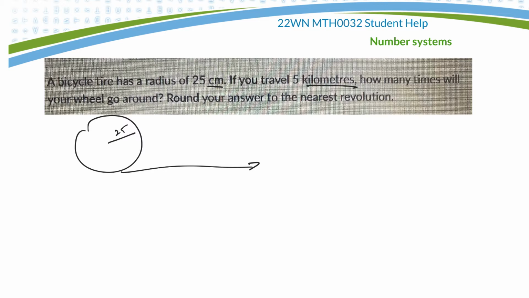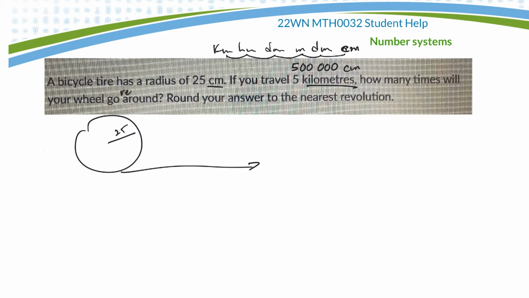Let's convert that. So kilometers, hectometers, decameters, meters, decimeters, centimeters. So I have to go down 1, 2, 3, 4, 5. So I need 5 zeros after that. So 500,000 centimeters. Okay. If I travel that many centimeters, how many times will the wheel go around?